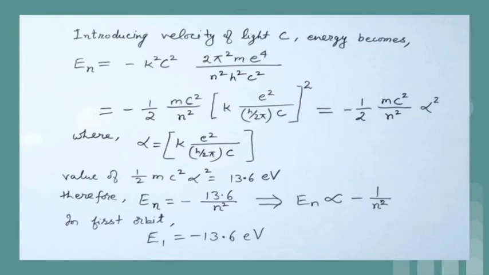Therefore, En is equal to minus 13.6 by n square, which implies En is proportional to minus 1 by n square. In the first orbit, the electron revolves with energy E1 is equal to minus 13.6 electron volt. You can calculate the energy of the electron in other orbits also by putting n is equal to 2, 3, 4 and so on.